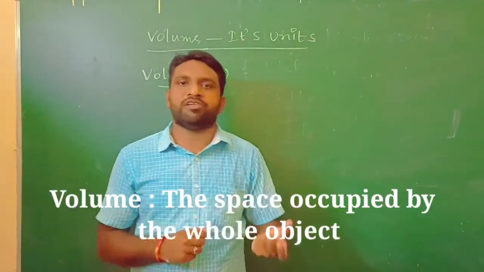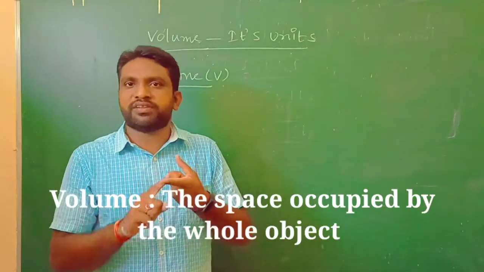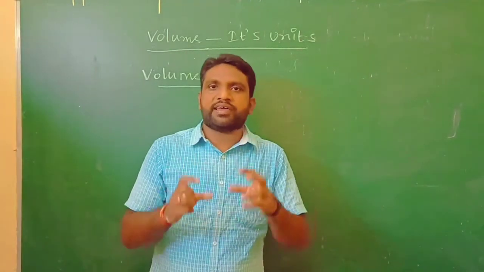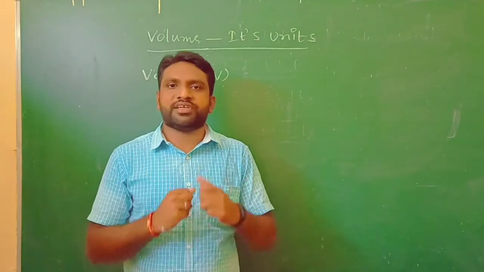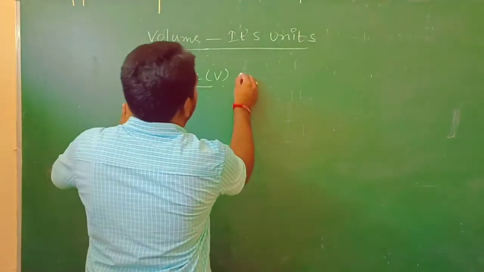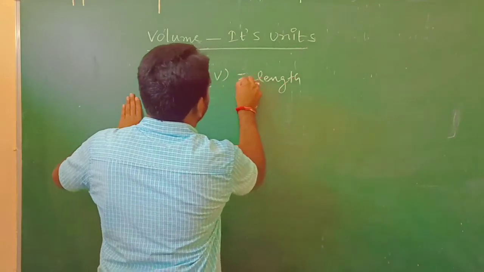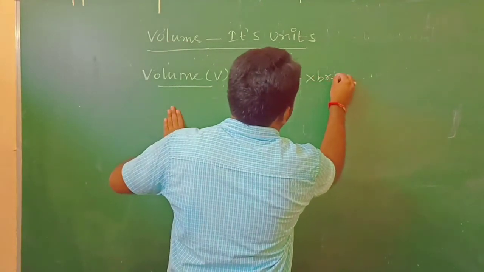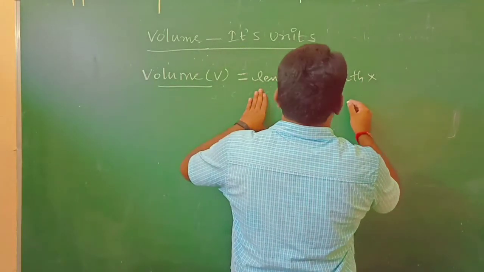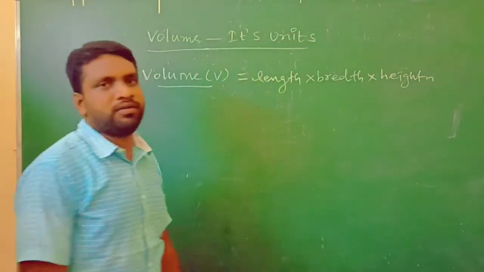Area is related to two dimensions, length and breadth. But volume is related to three dimensions, x, y, z, like that. Length into breadth into height. Once again, the definition of volume: the space occupied by the entire object is said to be its volume, and volume is a three-dimensional physical quantity. So volume equals length into breadth into height. It is a product of length, breadth and height. That is the formula to find the volume.